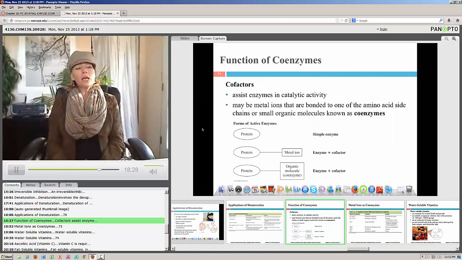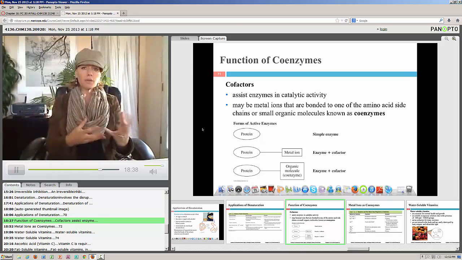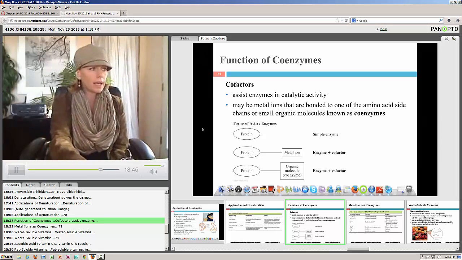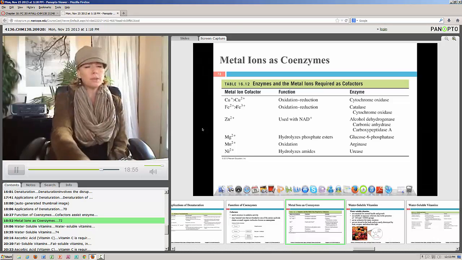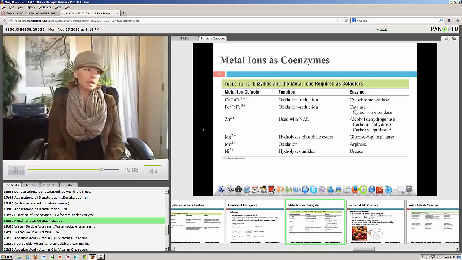As I said before, there are also sites within an enzyme that help the reaction to go forward. We call these types of molecules that can bind into different parts of the enzyme to cause it to become functional coenzymes. Okay, and they assist with the catalytic activity. They can either be coenzymes or what we call cofactors of the enzymatic reaction. Here are some examples of metal ions that are used as cofactors, including copper, iron, zinc, magnesium, manganese, and nickel.